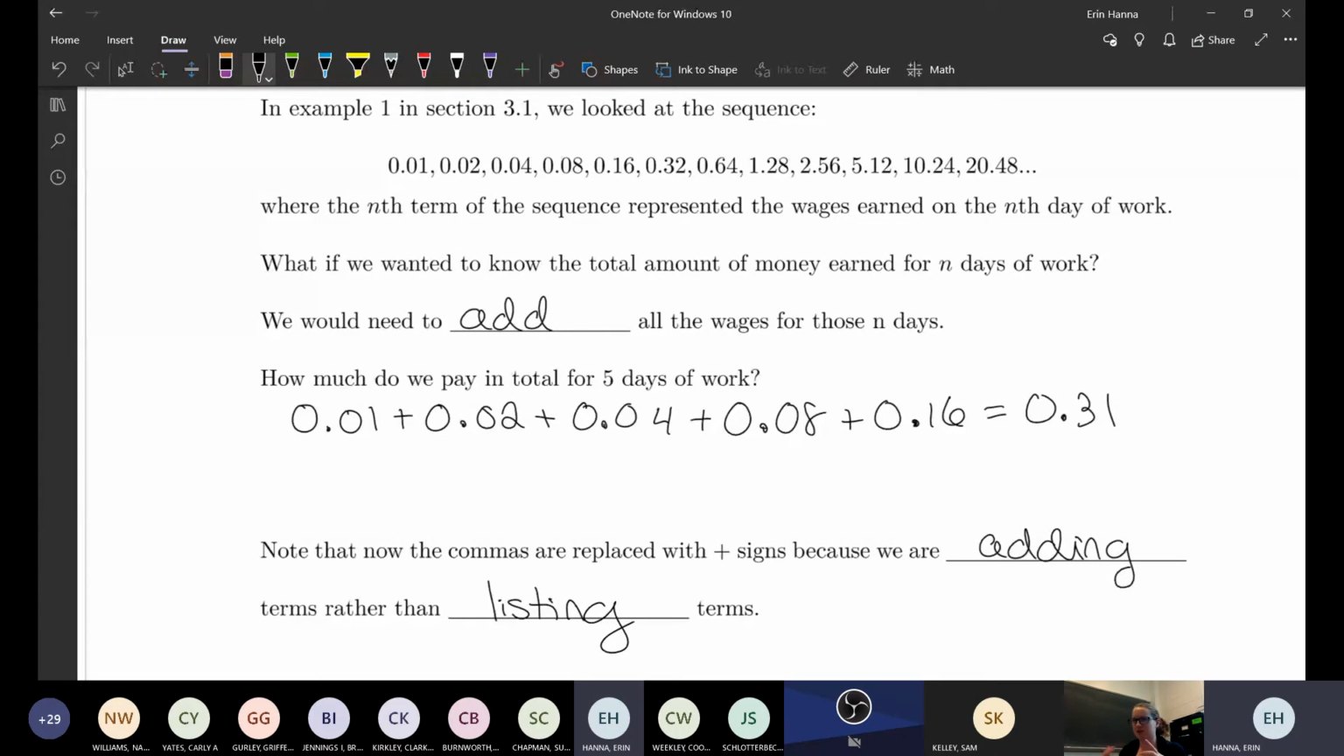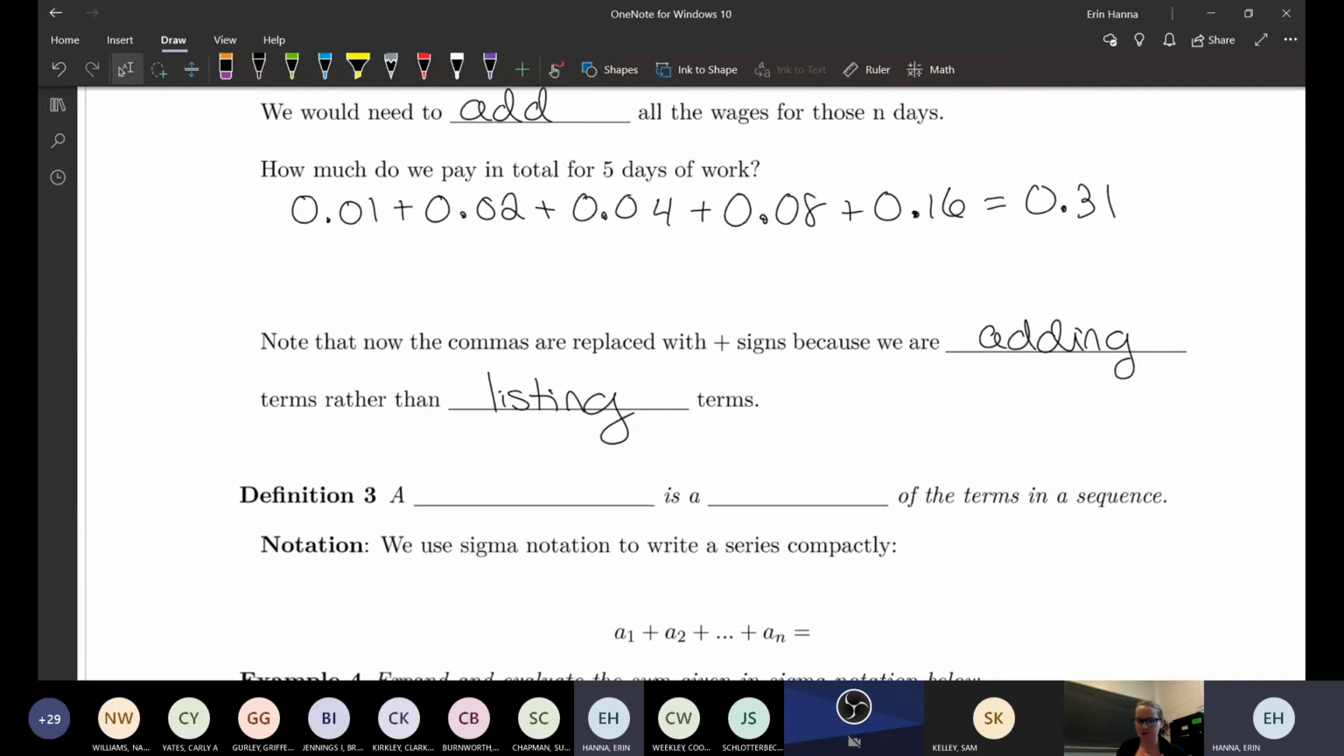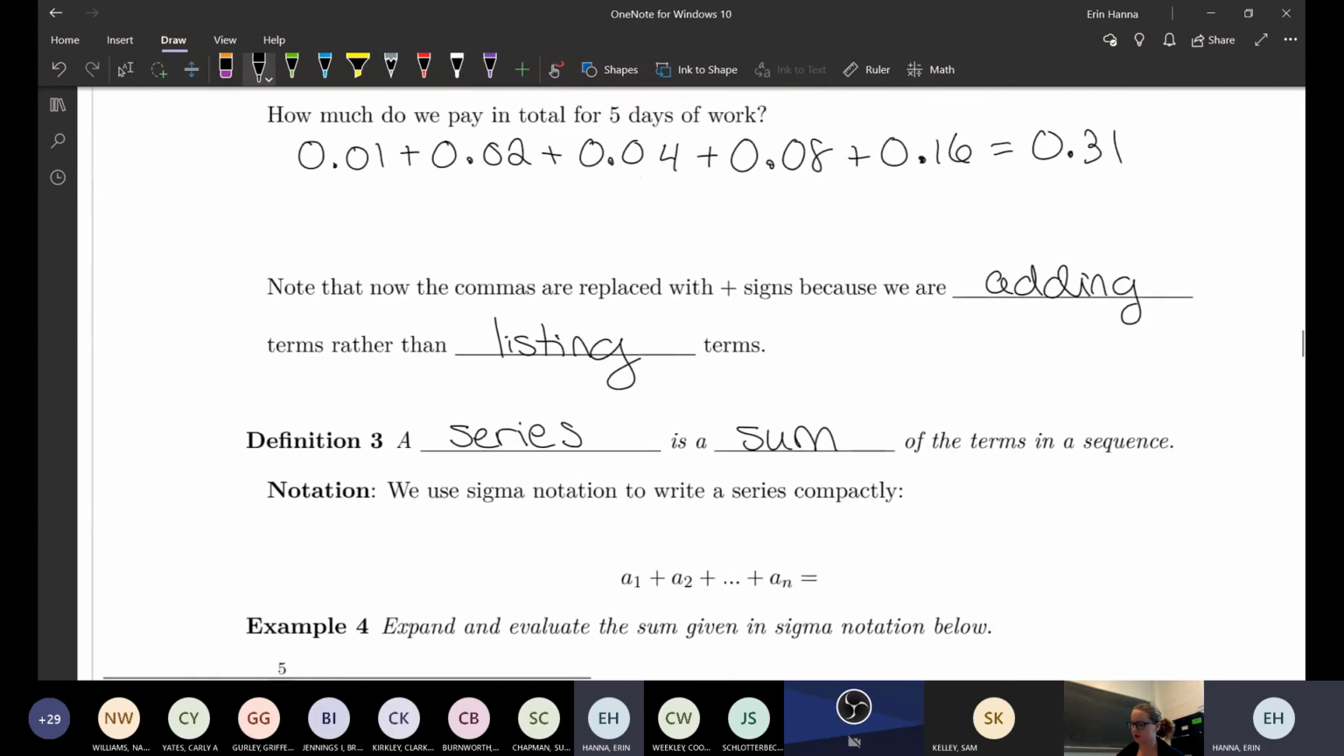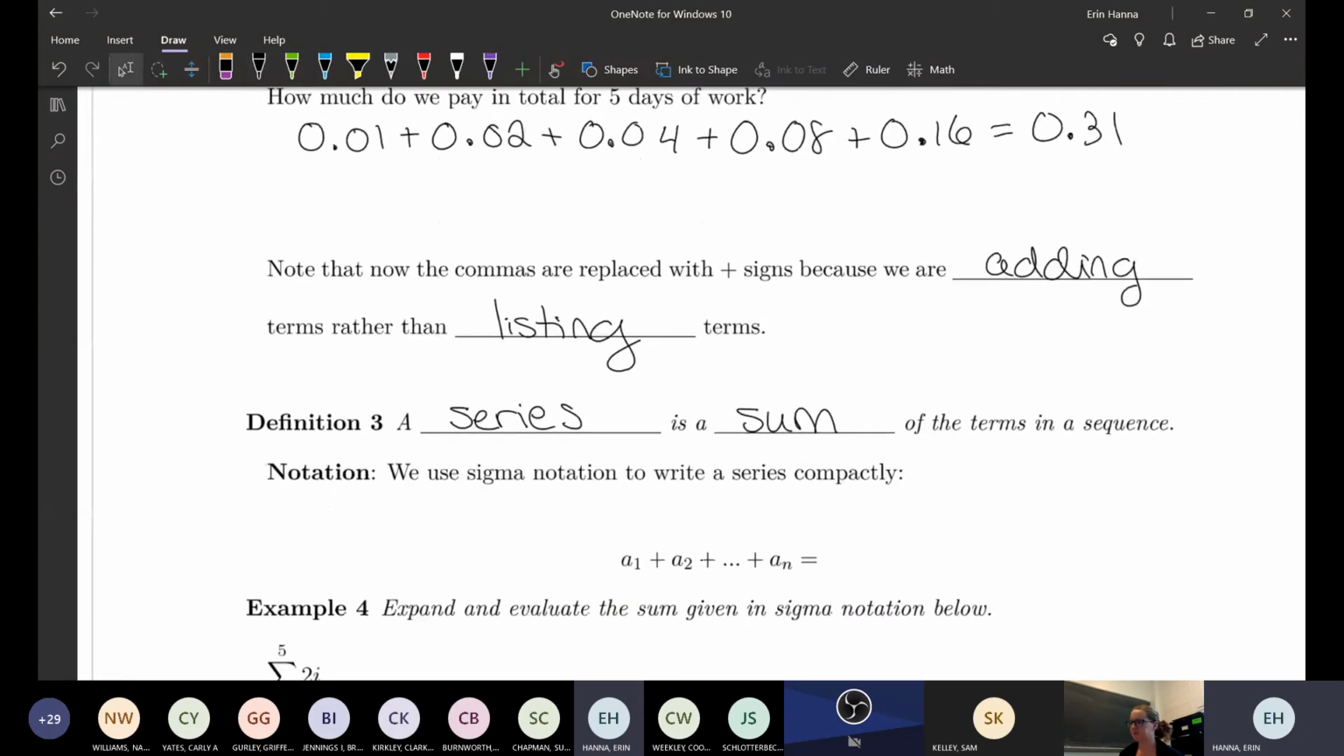But this idea actually gives us a new type of thing. We can take a sequence, and if we add up the terms of a sequence, even just a subset of the terms, we get this new thing called a series. So a series is a sum of the terms in a sequence. We're going to use something called sigma notation, which you may have seen before, to write these super compactly. Say I have a sub 1 plus a sub 2 plus and so on, all the way up to a sub n. We can write that in sigma notation.